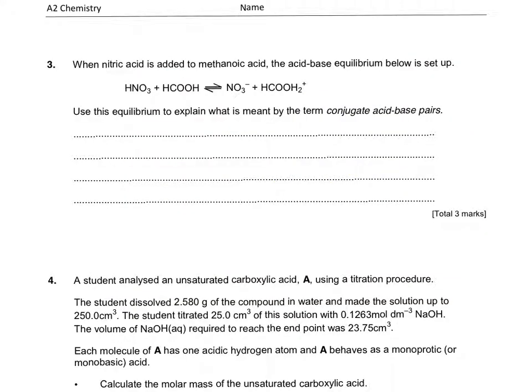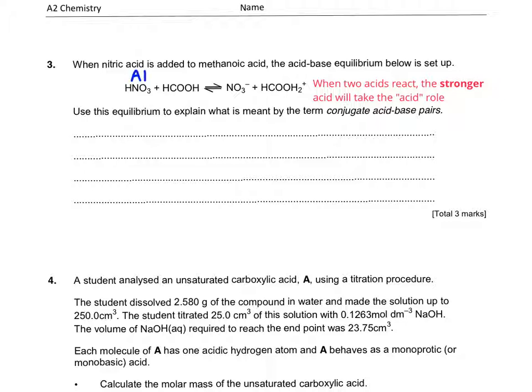So moving on to question number 3. It says, when nitric acid is added to methanoic acid, the acid-base equilibrium is set up, and they give you the equation. Obviously this is two acids reacting with each other, but one is going to be stronger than the other. So the stronger acid will take the acidic role, and the weaker acid, in this case methanoic, will take the base role.